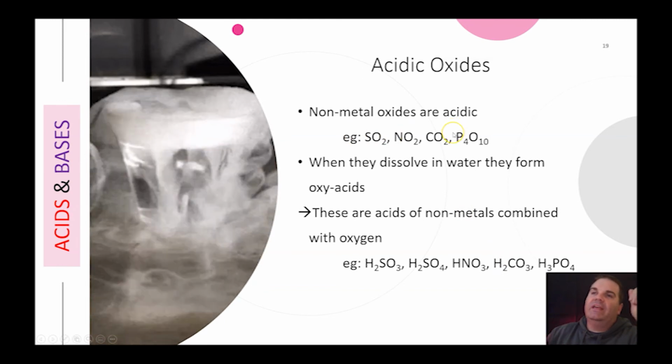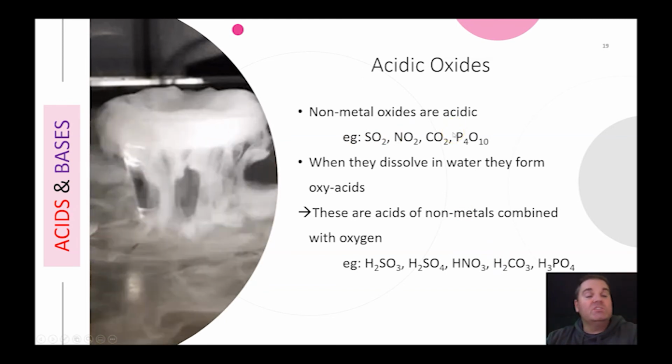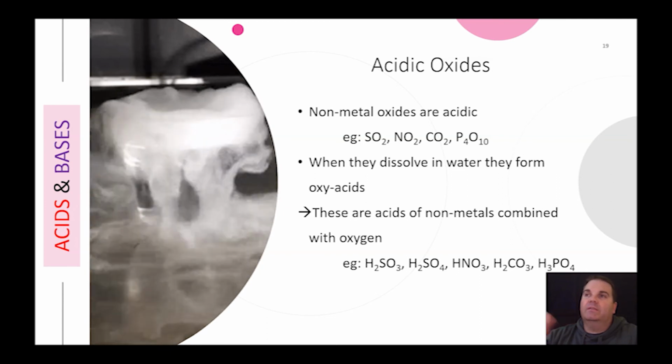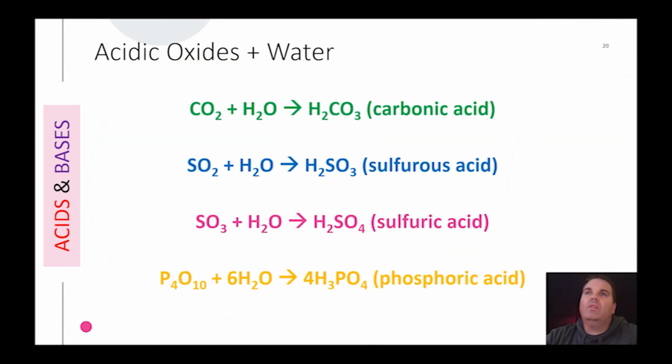An easy way to remember this is to think about some of the acids you know: sulfuric acid, nitric acid, hydrochloric acid. You've got sulfur, nitrogen, chlorine there. They're all non-metals, so non-metal oxides are acidic. Here are some examples of the different ones, and how they form. We've got carbonic acid, sulfurous acid, sulfuric acid, and phosphoric acid. All of them are non-metal oxides, and all of them are acidic.